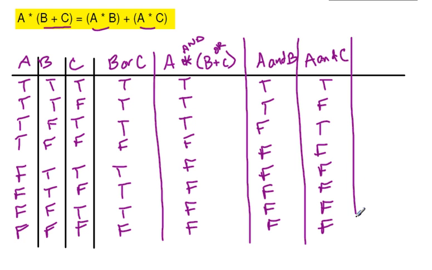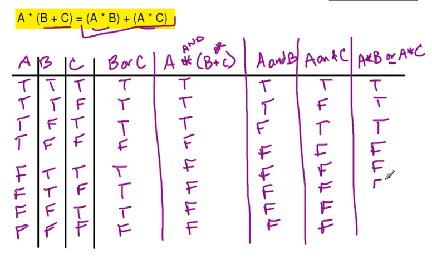And then we do our very last statement, which is to combine these. So we've got A and B or A and C, and I compare these, and since I'm working with or, as long as one of them is true, it's true. So I've got true, true, true, because there's a true, both true here, one true here, one true here, and the rest we can see are all false.